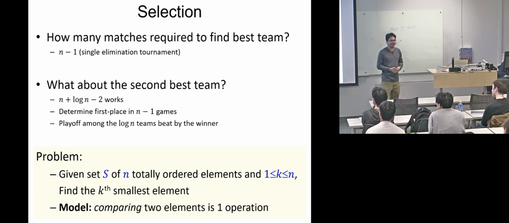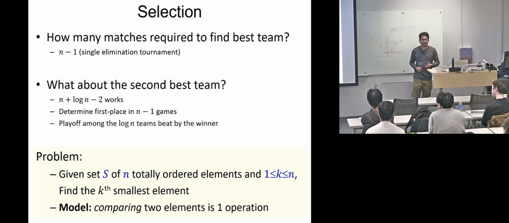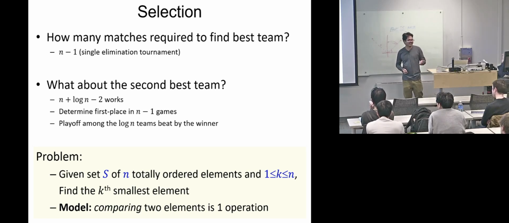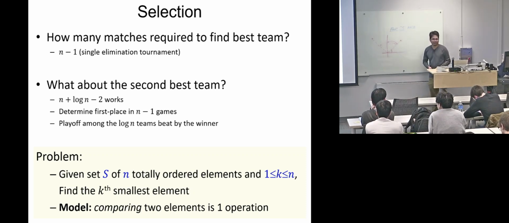So what we're going to see today is that you can do it in order of n for any k, even when k is just n over 2. If you want to find a median, you can still do it in O(n).